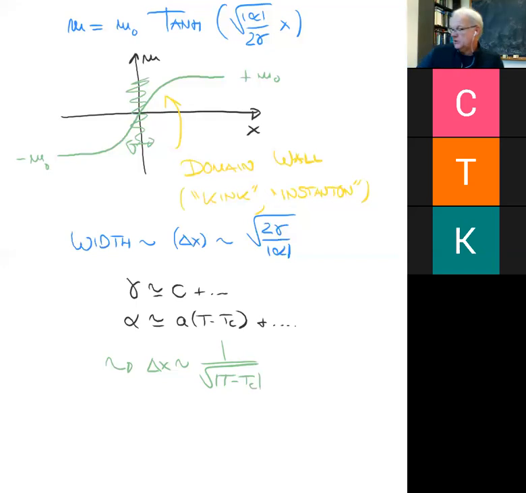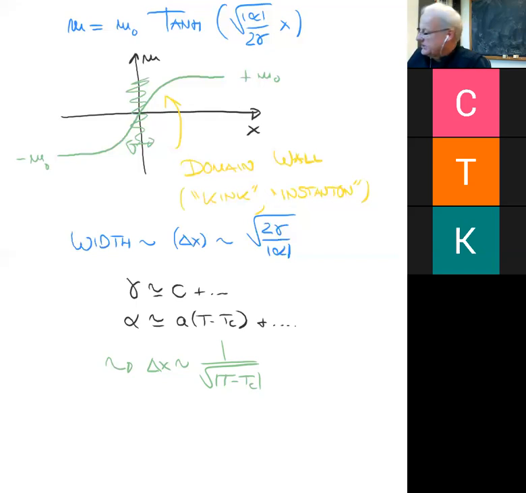Okay. So this is something that in principle you can check. I mean, you can try to take images of ferromagnetic domain walls and see if you can see something about the width of these domain walls, if they really become more diffuse as you approach TC, and indeed they do.